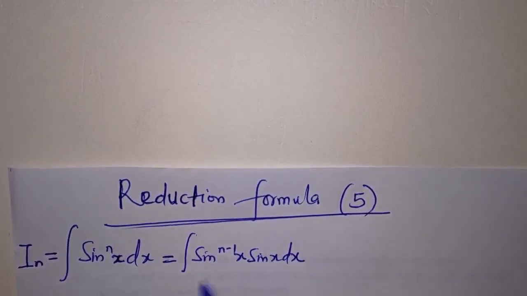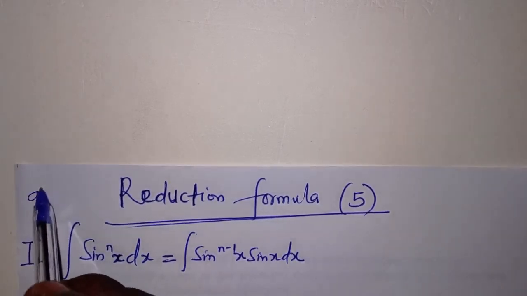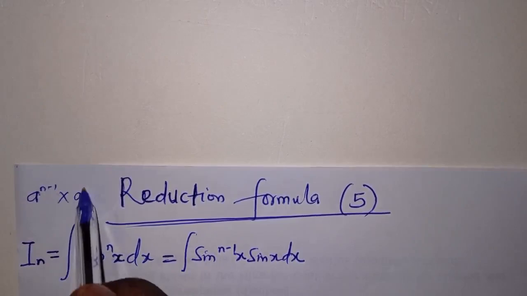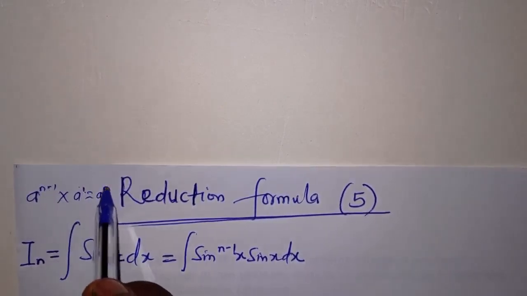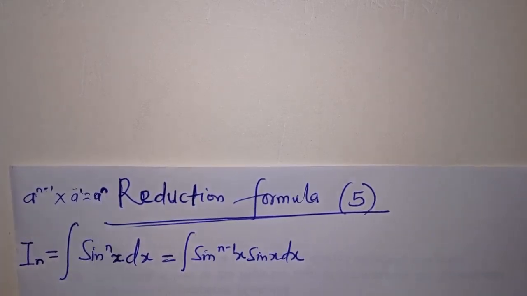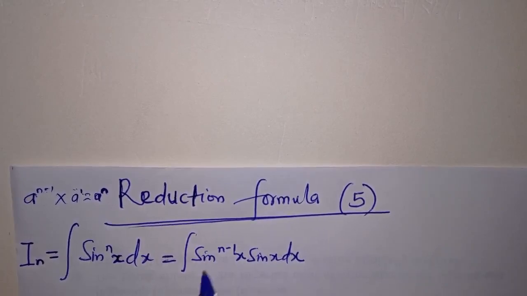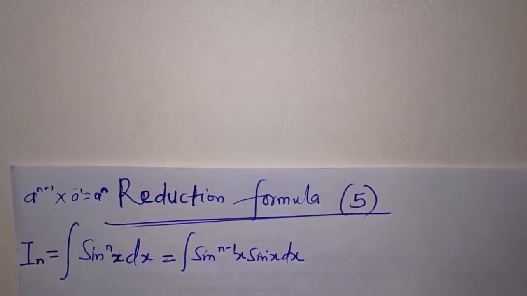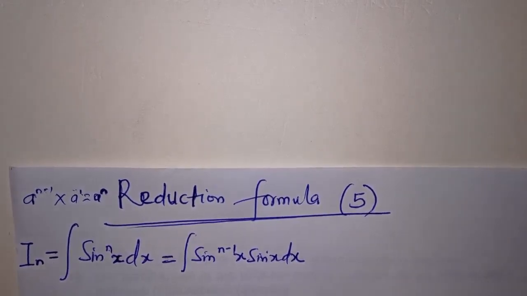How? This is like saying a raised to the power n minus 1 times a raised to the power 1 gives a raised to the power n. If I add the powers together, I will get n, right? So n minus 1 plus the power of sine x, which is 1, will give me n by the law of indices. Alright, so we now apply the technique of integration by parts to evaluate this integral.